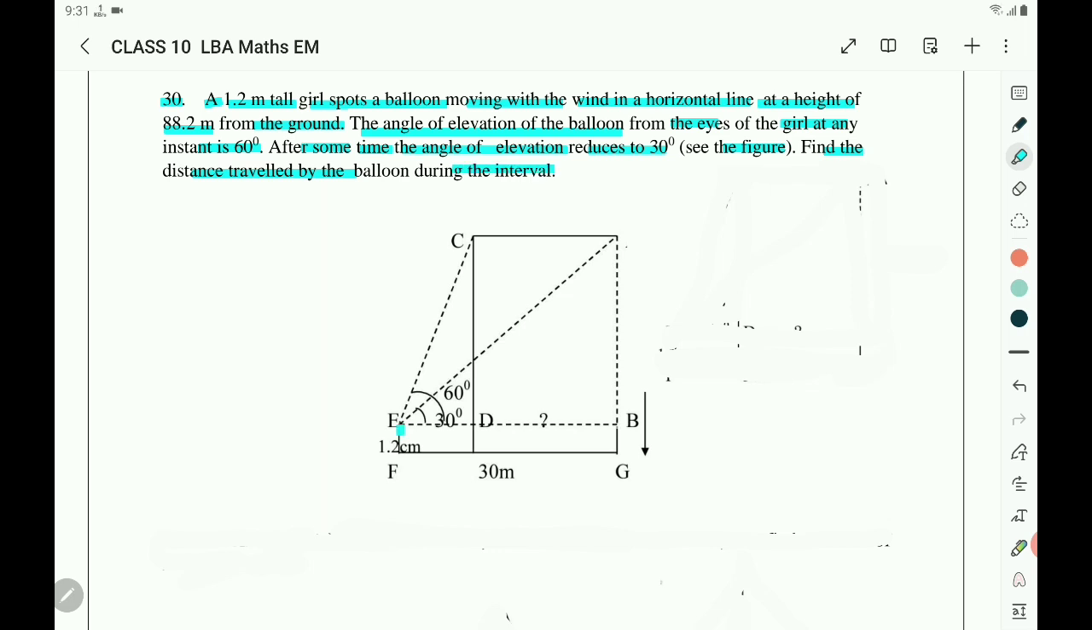Consider EF is the girl, that is equal to BG. The height of the girl is 1.2 meter. So you can consider EF is equal to BG is equal to 1.2 meter.